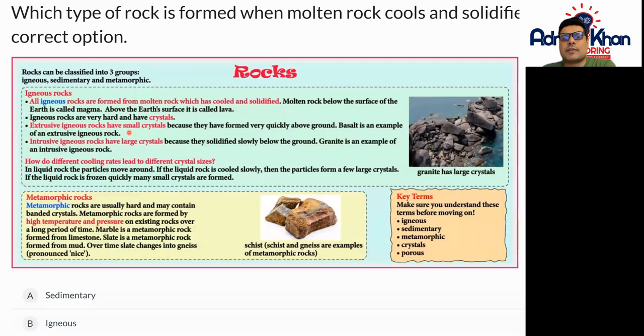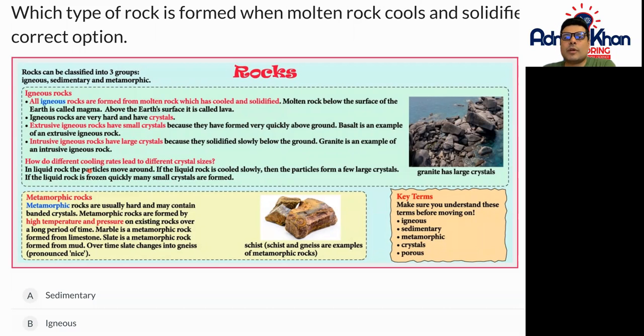Extrusive igneous rocks have small crystals because they have formed very quickly above ground. Basalt is an example of an extrusive igneous rock. Intrusive igneous rocks have large crystals because they have solidified slowly below the ground. Granite is an example of an intrusive igneous rock, and there's some examples of granite rocks on the right-hand side.